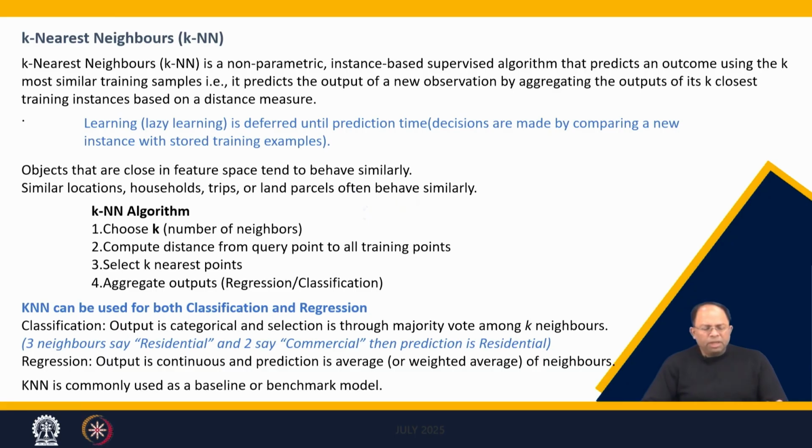And KNN is commonly used as a baseline or benchmark model. It's a very simple model. It could be fitted to nonlinear data, and it could be easily computed. That's why usually we use KNN as the baseline or benchmark model, and against this we compare all the other models to see which one is performing better, and maybe we will choose that particular model.